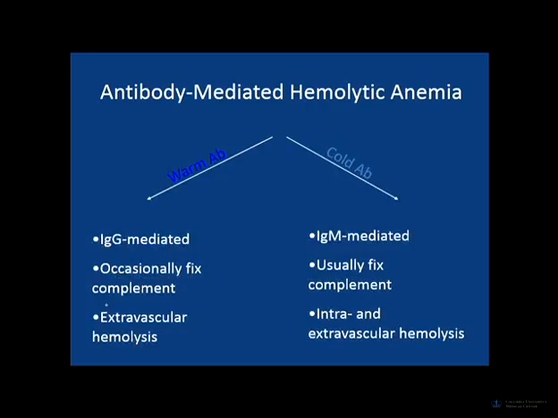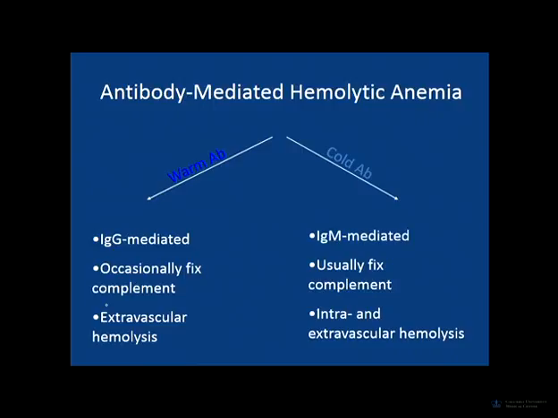So you have warm and cold mediated hemolytic anemia. Warm is IgG, cold is IgM. This is an overgeneralization, but this is what we start with. IgMs usually fix complement, which I think you've done in immunology? Okay, so you know what complement is. So often we will not even detect IgM on the surface of red blood cells, we'll just detect complement.